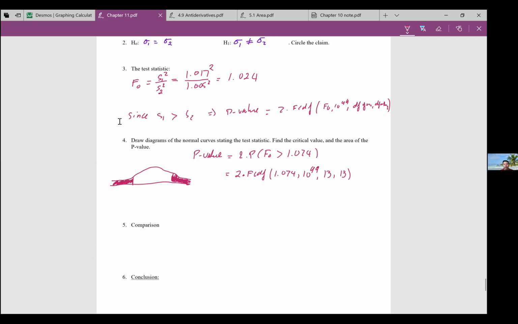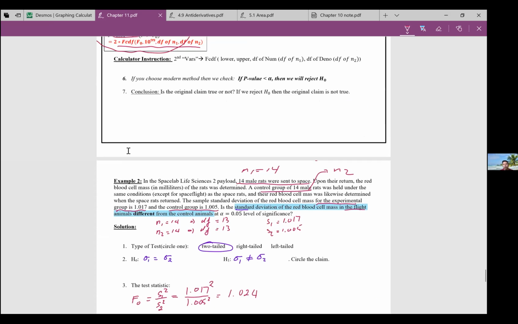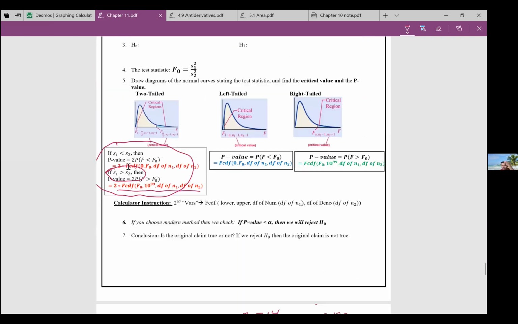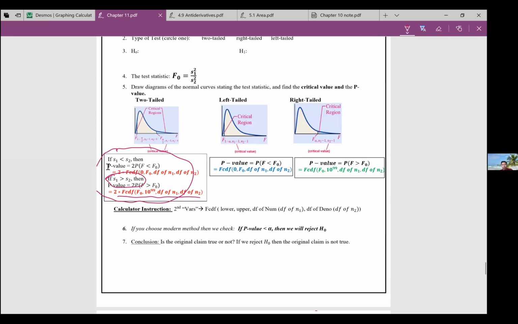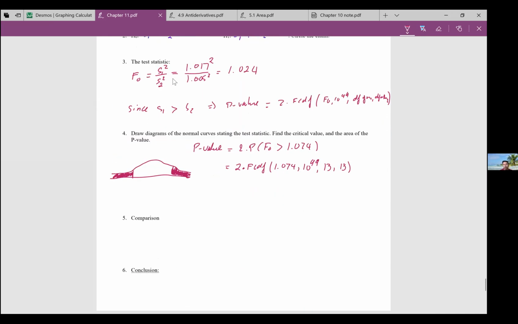Again, the only reason we're using that is because it is two-tailed, so we have to do a comparison between S1 and S2. If S1 is smaller than S2, then we go with the first formula. If S1 is bigger than S2, then we go with the second formula. In this case, S1 is bigger than S2, so we go with the second option, for the two-tail only. Does that make sense? Then you just put it into your calculator and see what happens.